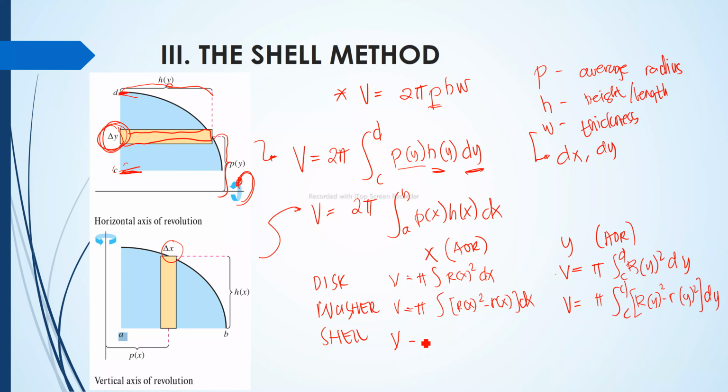In the shell method, it's somewhat opposite, the use is different. We have here the 2 pi times the integral of the average radius along the y, or p of y, then h of y dy from c to d. And if the axis of revolution is along the y-axis, then you can obtain our volume for the shell method as 2 pi times the integral of p of x, h of x, dx from a to b.